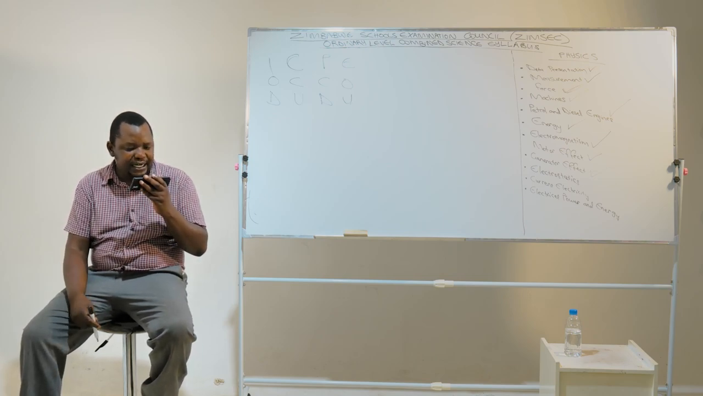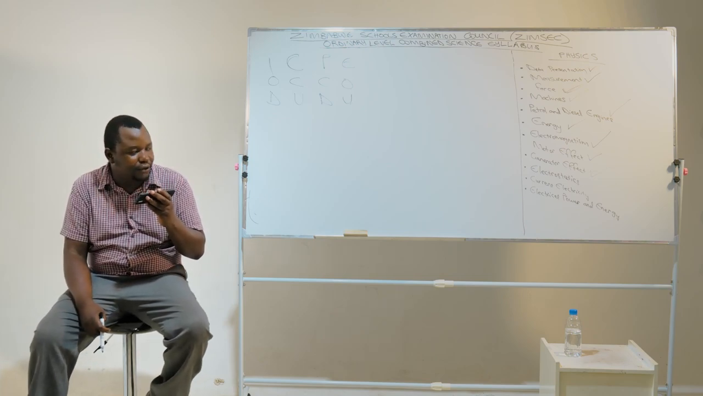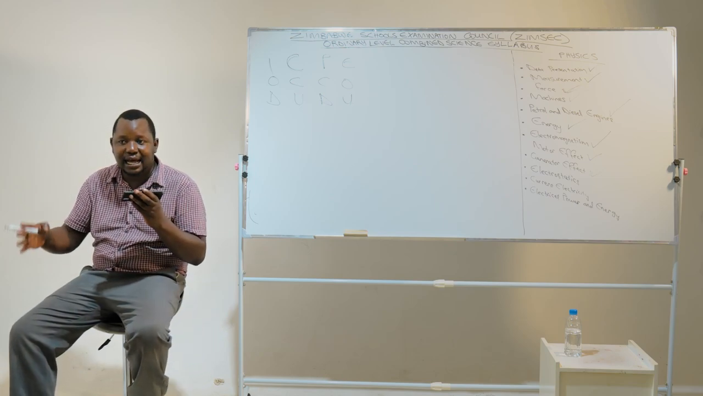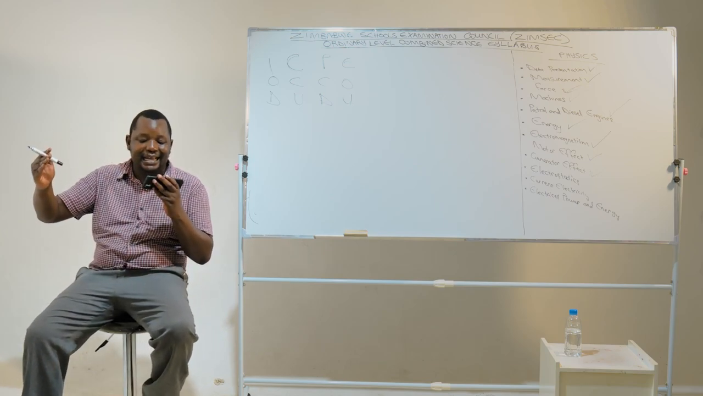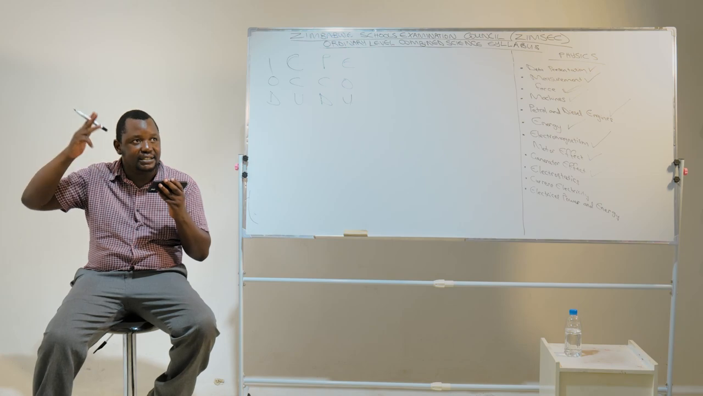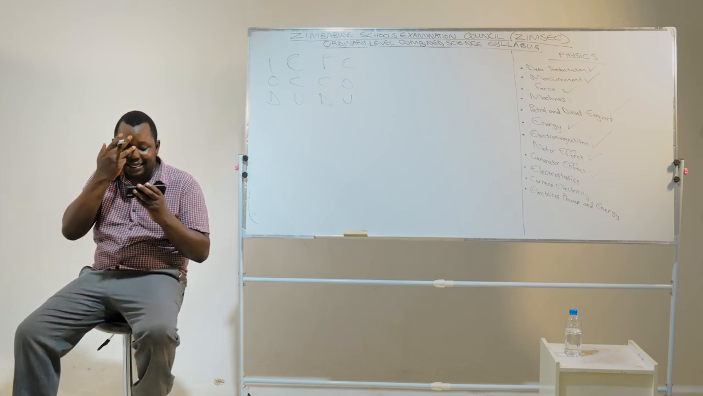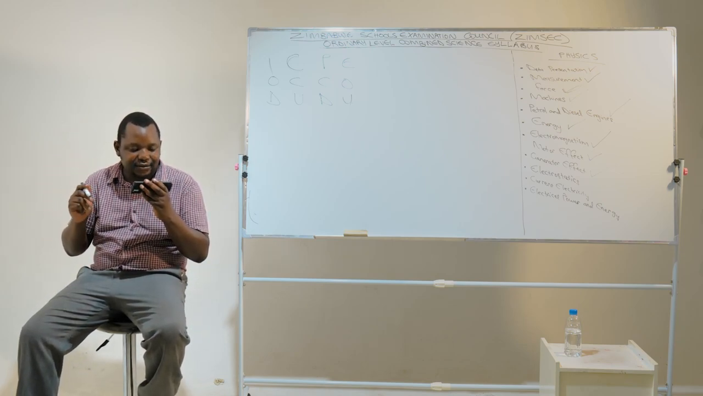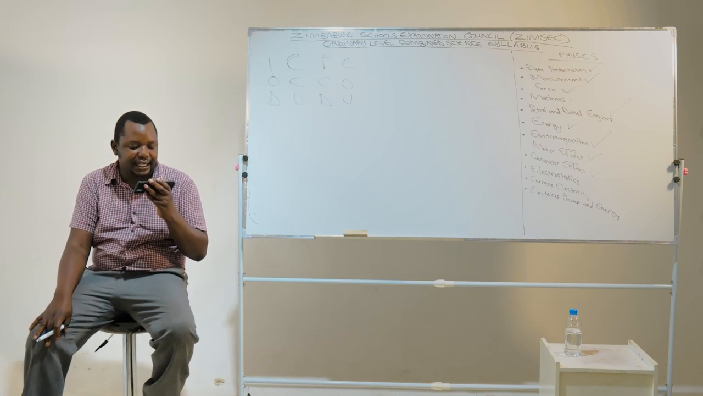Next point: explain the principle of a lightning conductor. A lightning conductor protects against electrical current from lightning. Then state the dangers of lightning. What are the dangers of lightning? State safety precautions against lightning. How can we protect ourselves during a thunderstorm? Remember, lightning falls under electrostatics.